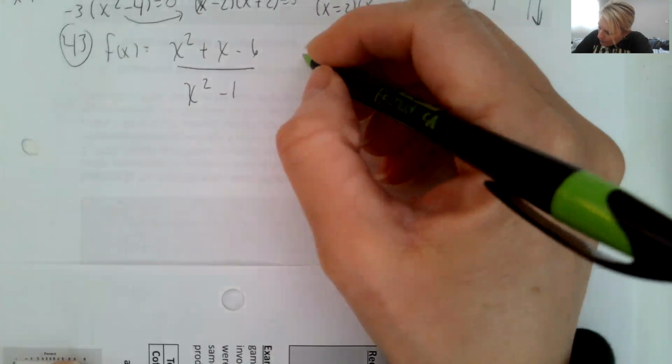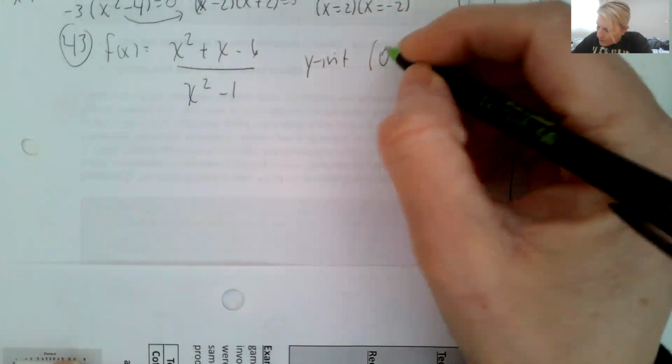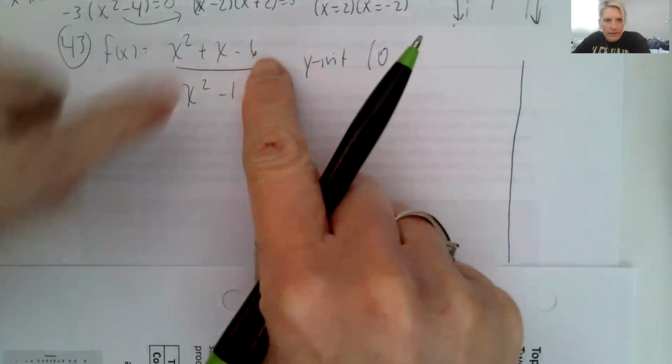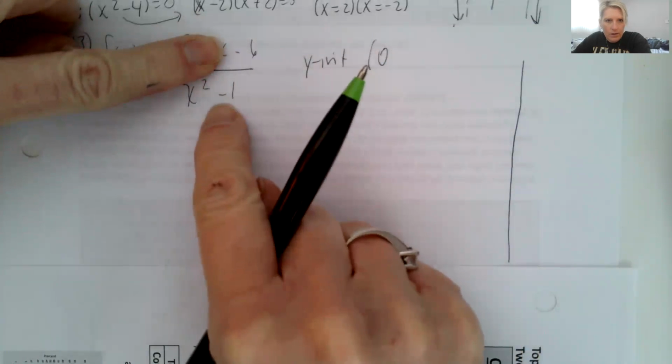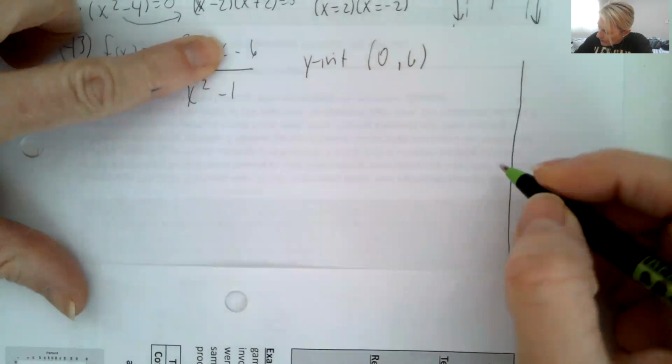Okay, so I'm going to start with my y-intercept. To me, that's always the easiest. It's when x is 0. So 0 plus 0, so that'll be minus 6 over 0 minus 1. So negative 6 over negative 1 is going to be at 6. So there's my y-intercept.